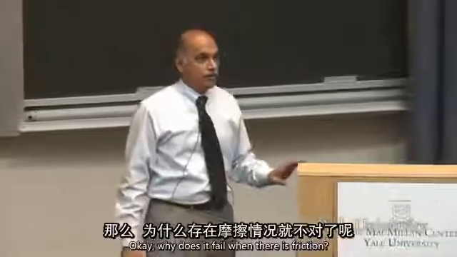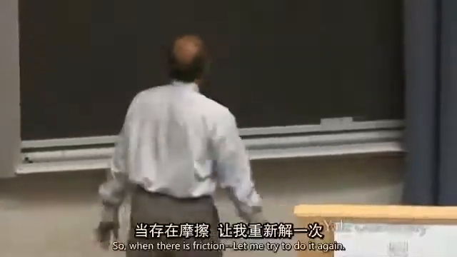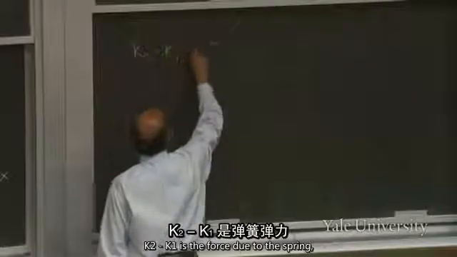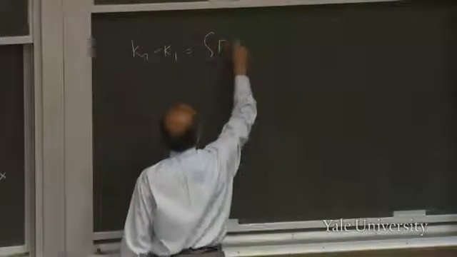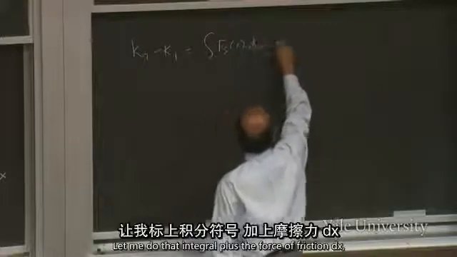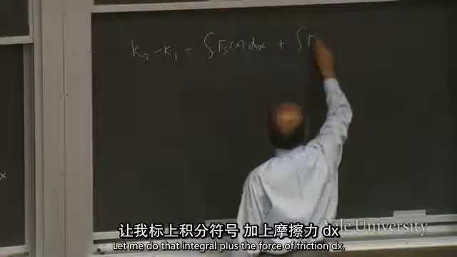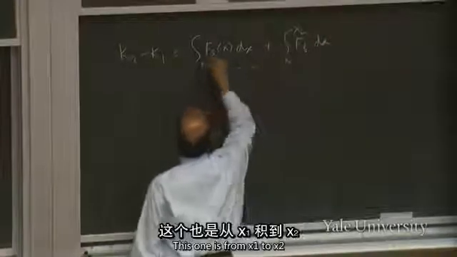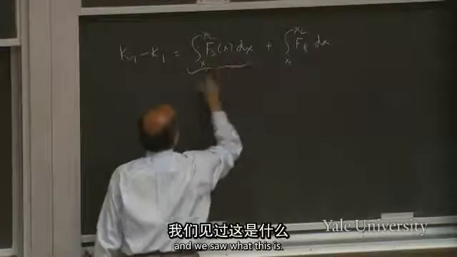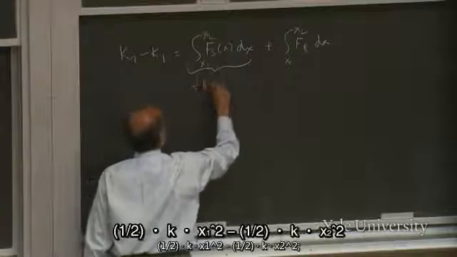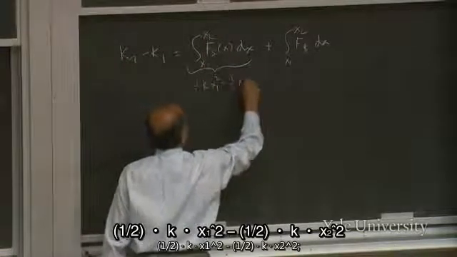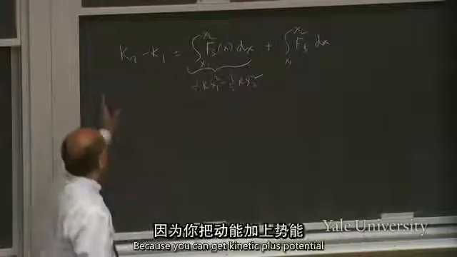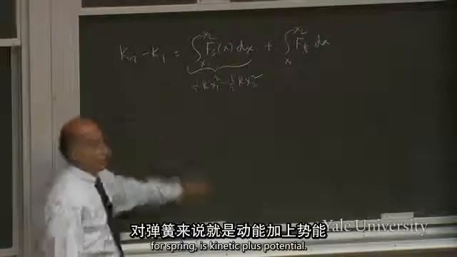Okay. Why does it fail when there is friction? So when there is friction, let me try to do it again. K2 minus K1 is the force due to the spring, which is minus kx, let me do that integral, plus the force of friction dx, from x1 to x2. This one is from x1 to x2. And we saw what this is. Let me write it one more time. 1/2 k x1 squared minus 1/2 k x2 squared. If you didn't have friction, you're done, because you can get kinetic plus potential for the spring is kinetic plus potential.